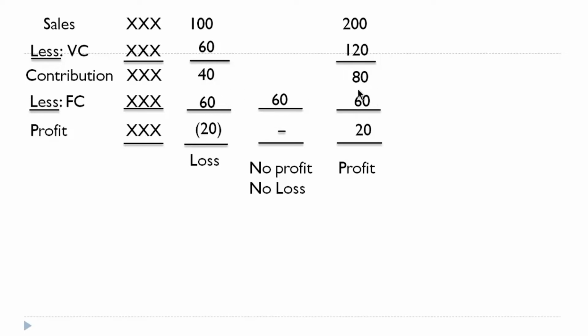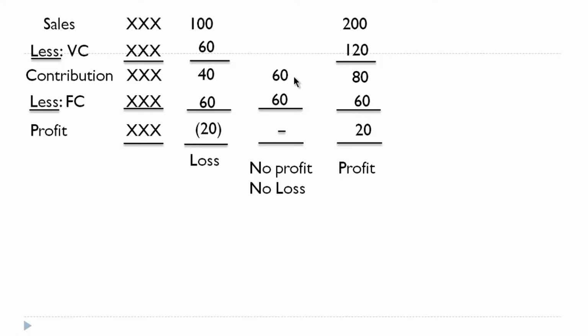Here when you remove the fixed cost of 60 from 80, you got the profit of 20. Here when you remove the fixed cost of 60 from 40, you got the loss of 20. Here you have nothing. It means your contribution is equal to fixed cost. If you have a contribution of 60 and fixed cost of 60, you will not have any profit and no loss. So here your contribution is supposed to be how much?